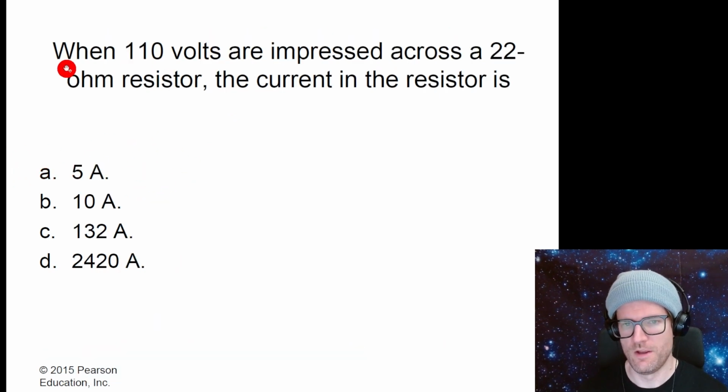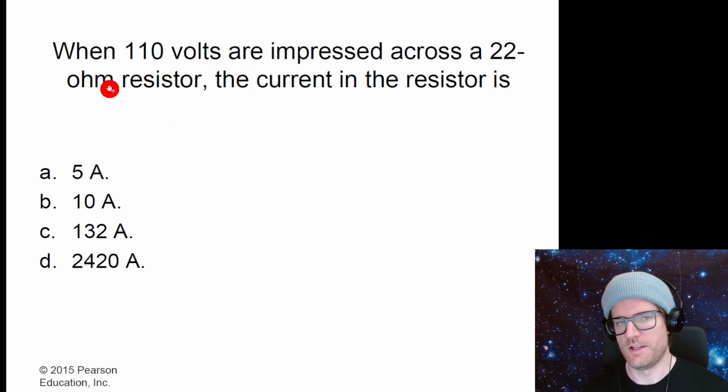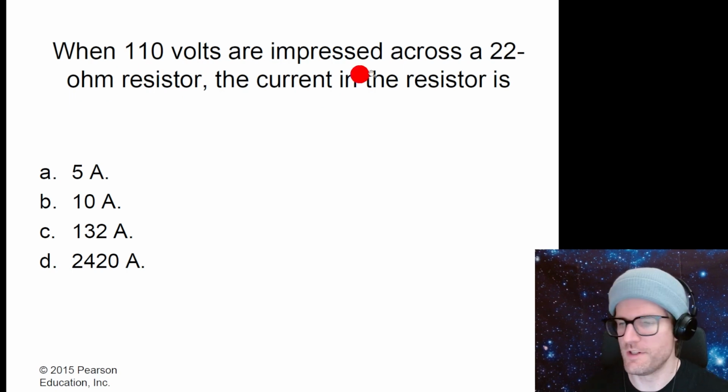Okay. When 110 volts are impressed across a 22 ohm resistor, the current in the resistor is, well, we know V equals IR, so voltage equals current times resistance. So that means current will be 110 divided by 22, which is 5 amps.